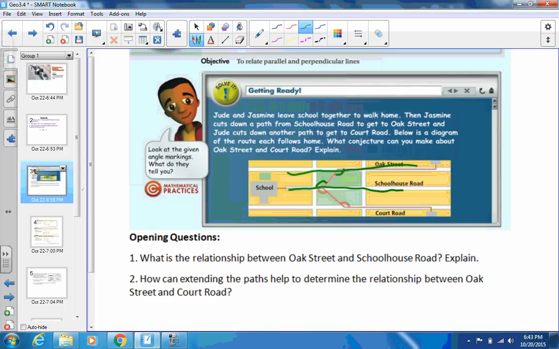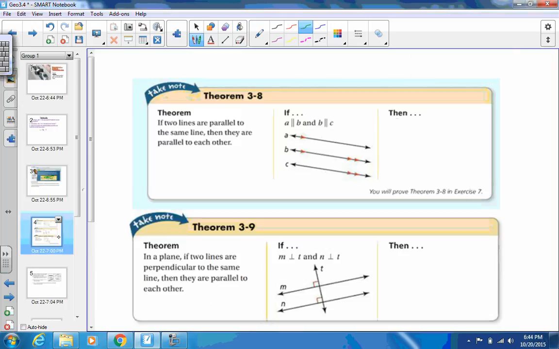Question 2 says, how can extending the paths help to determine the relationship between Oak Street and Court Road? Well, we know that parallel lines never intersect. So if we could continue them forever and they never intersected, we could show that they are parallel. But with that, we are going to talk about a few theorems, one of them dealing directly with the situation here, and some others with parallel and perpendicular lines.